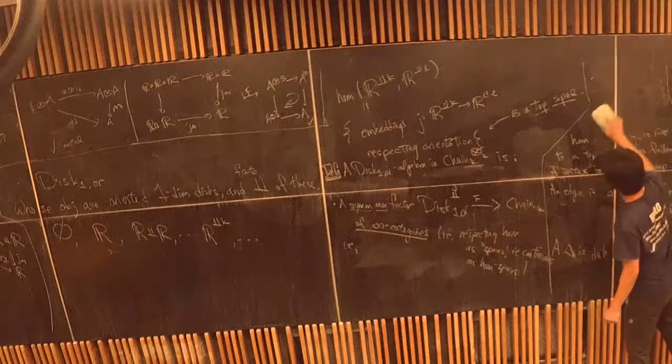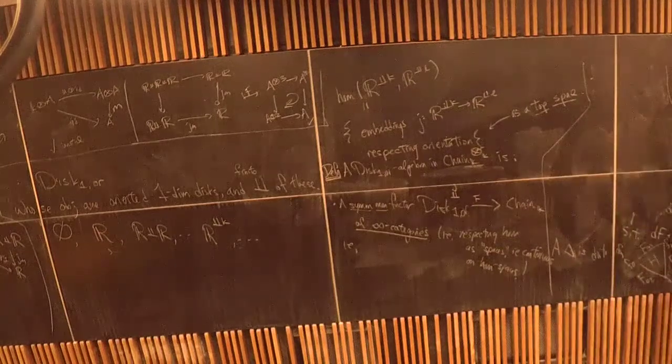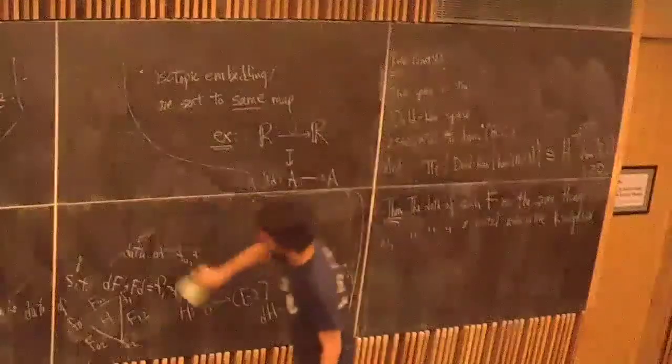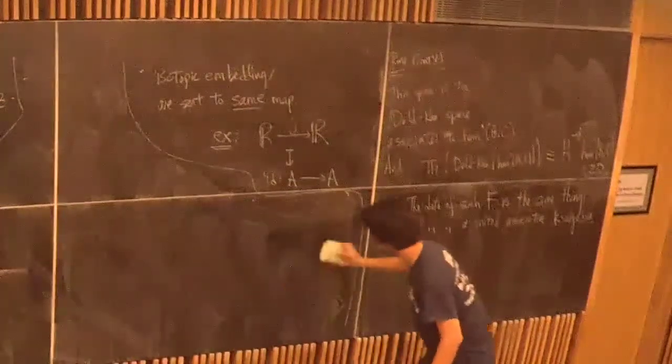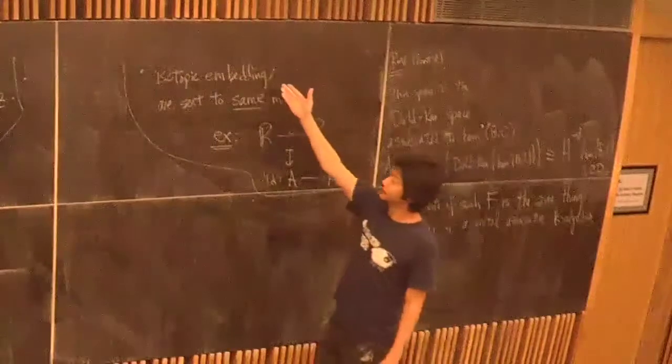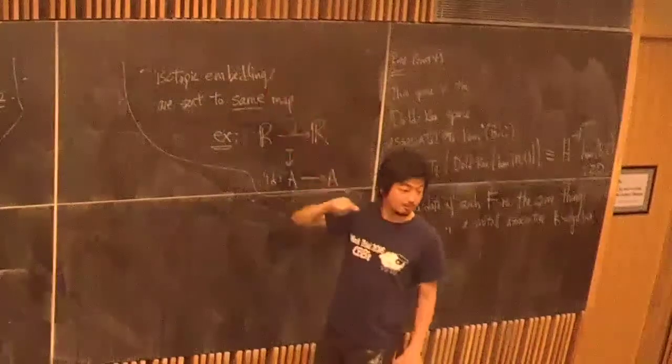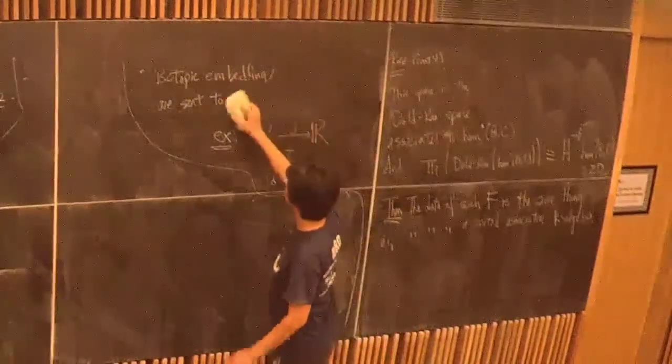So let's give some examples of what this gives rise to. The number one thing that I want to specify, and the one thing that I've left up on the board, is that isotopic embeddings are no longer sent to the same map. They're now sent to homotopic maps.